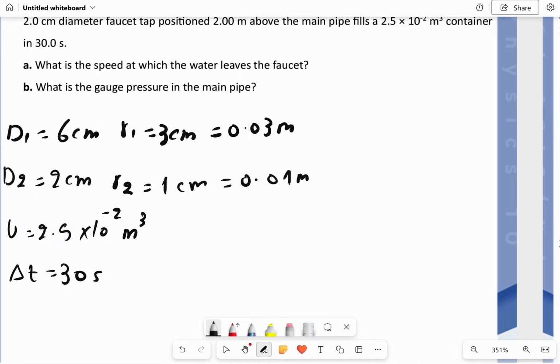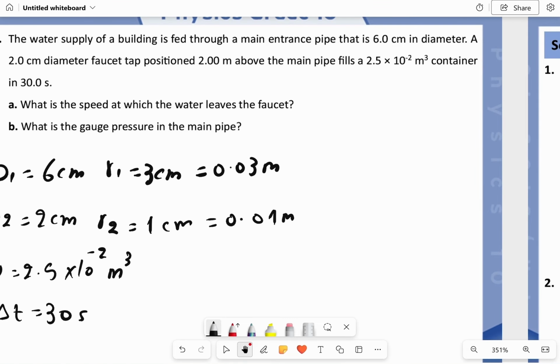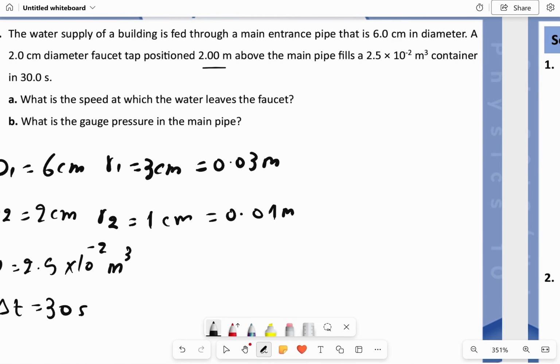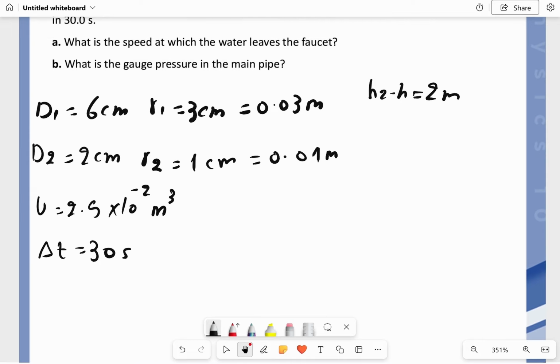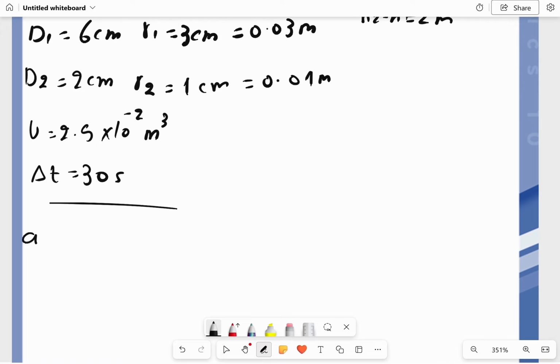Okay, part A of the question says, what is the speed at which the water leaves the faucet? I think you forgot something. Yeah, I forgot height 2. h2 minus h1 is equal to 2 meters. So for A, it needs what, guys? It needs V2 is equal to what? Okay, as you remember, V2 was the place that the water was leaving. So you regard this as V2.